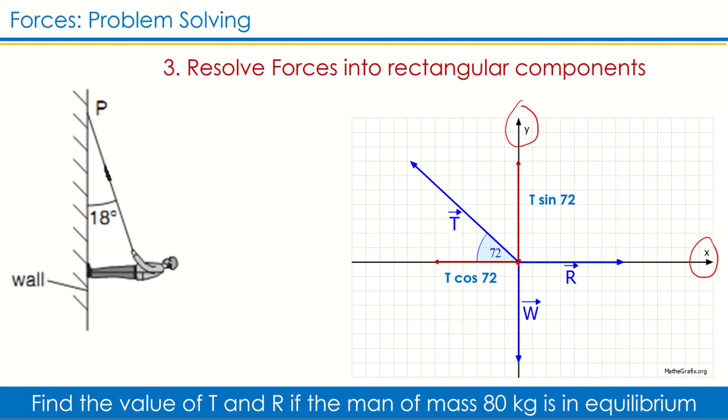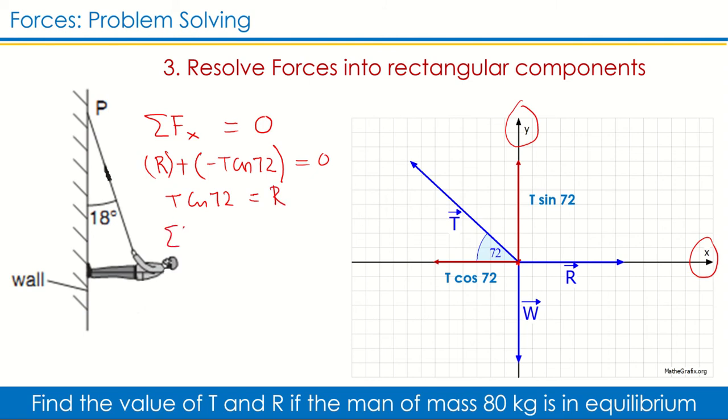So here we can write that the sum of the forces along the x direction must be equal to 0. Why do we say that? Because the system is in equilibrium, and when the system is in equilibrium, the sum of forces must be equal to 0. So the sum of forces in x direction and the sum of forces in y direction must each be equal to 0. Positive x direction is R, so I can write R minus T cosine 72 equal to 0. That means T cosine 72 equals R.